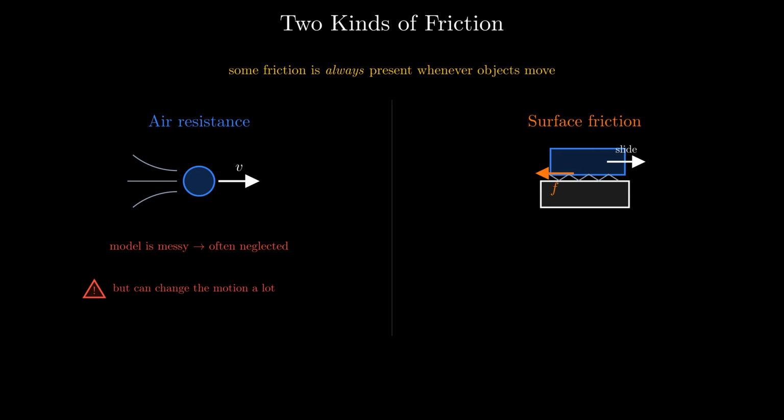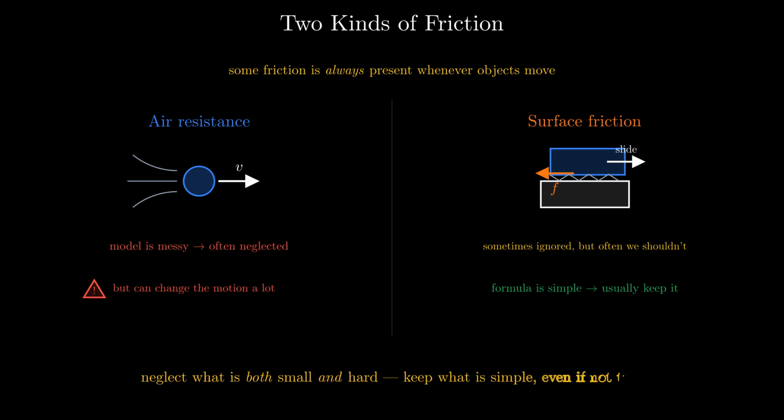Surface friction between two solids is a different story. Sometimes we ignore it, but often we shouldn't, and we usually can afford to keep it, because its formula is simple enough to include without making the problem impossible to solve.